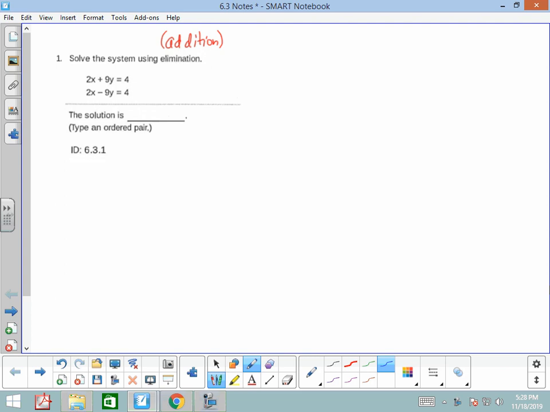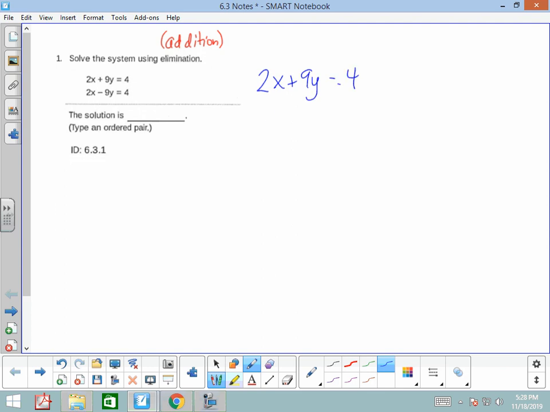So first I want you to notice which variable we're going to eliminate. We want to eliminate, that means we want to add them together to get 0, one of these variables. Okay, so if you think about it, if you added 2x plus 2x, that's not going to be 0. But what if I added negative 9y plus 9y? That will be 0.